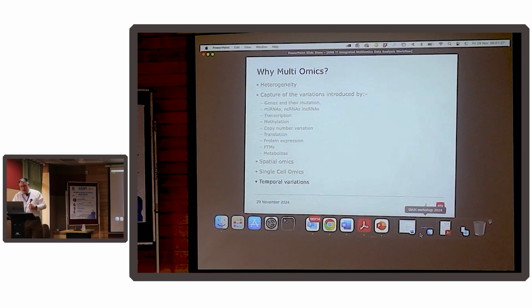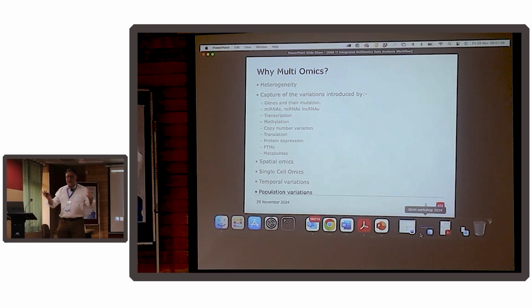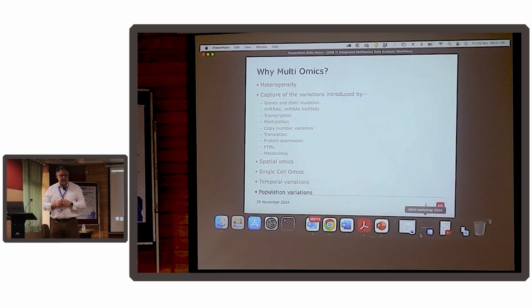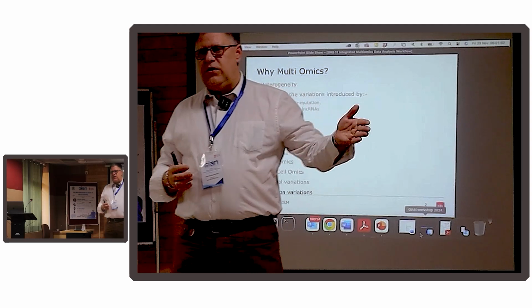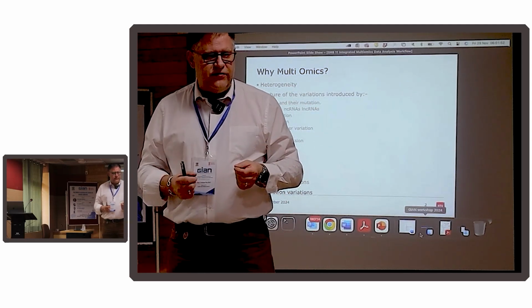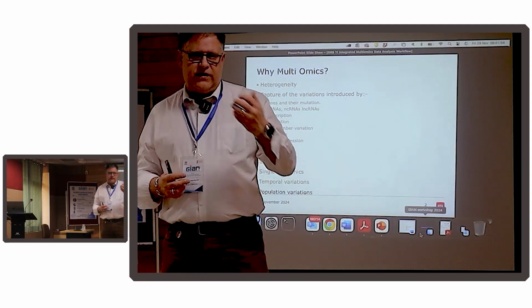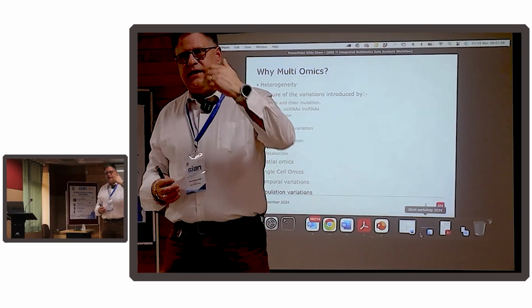So we've got single cell omics and we've got temporal variations. And then, of course, all of this is happening through a population of individuals. We're not just modelling one person. Every individual has their own unique history. They have a lifetime of accumulated mutations in some cases. They have a particular diet. They have a particular ethnicity.